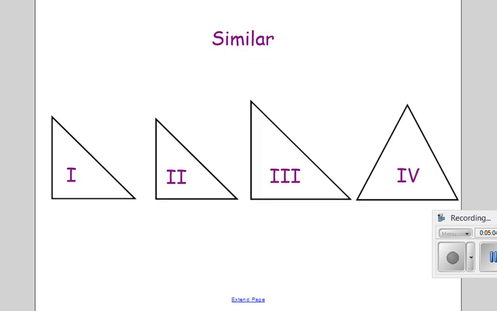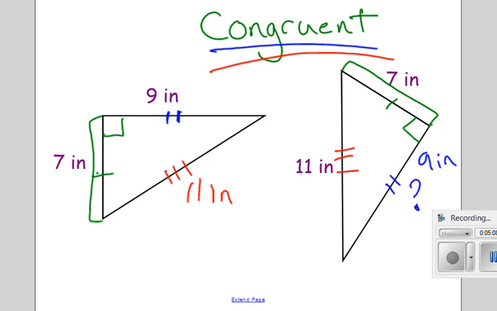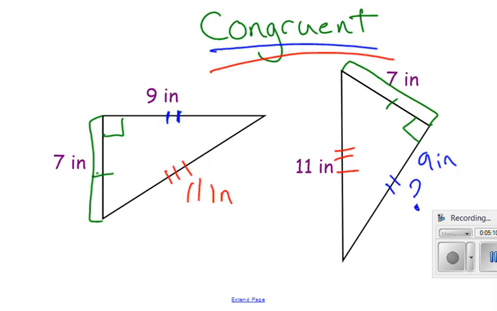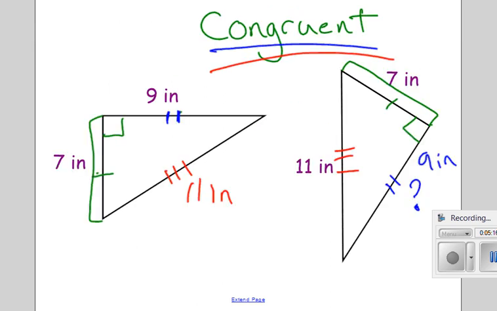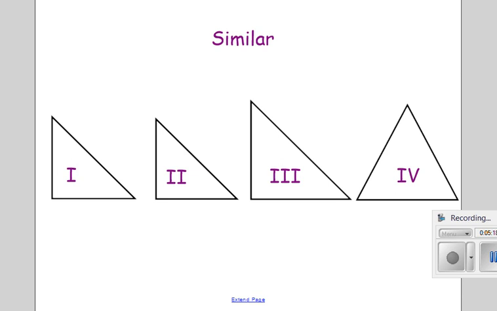Ready to mix things up? When it comes to congruent, we can talk about length of sides. We could also talk about angles, as I talked about in this example here. Corresponding angles work with congruent triangles. But what about if they're just similar?